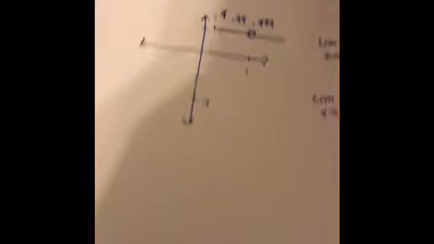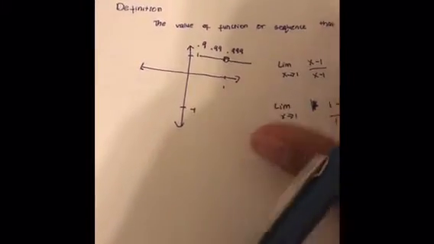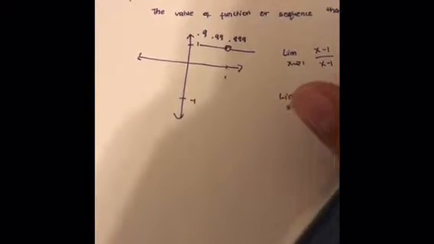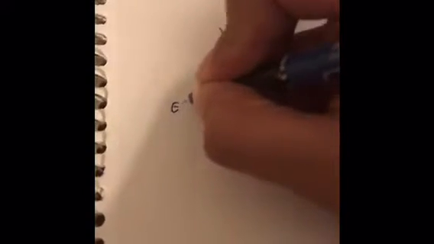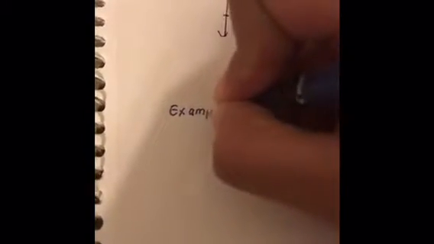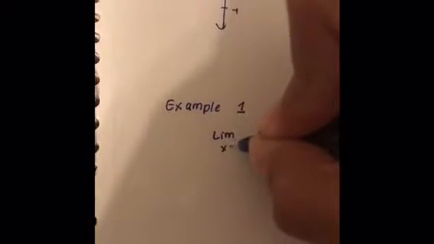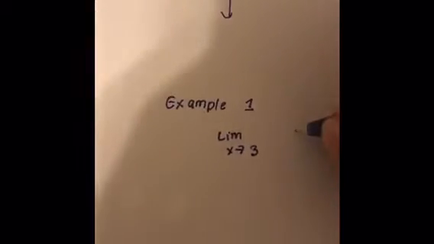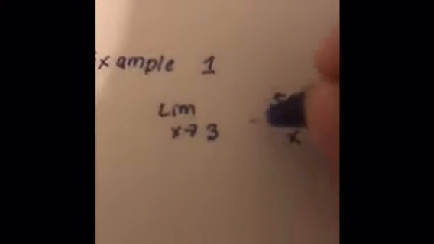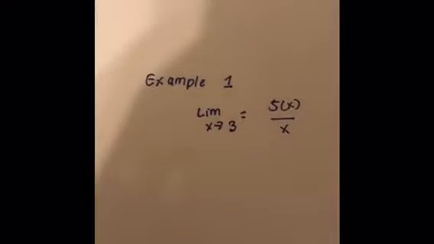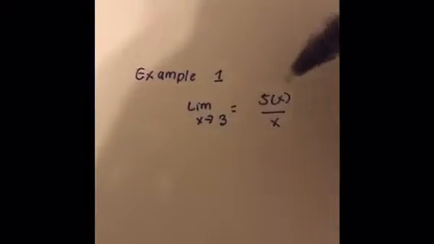So on and so forth until it gets the closest it can get to the value without actually being that value itself. Now that we have a basic concept of what a limit is, we are going to learn how to solve these limits algebraically. I'll give you guys an example. Example 1 is the limit as x approaches 3 of 5x over x.